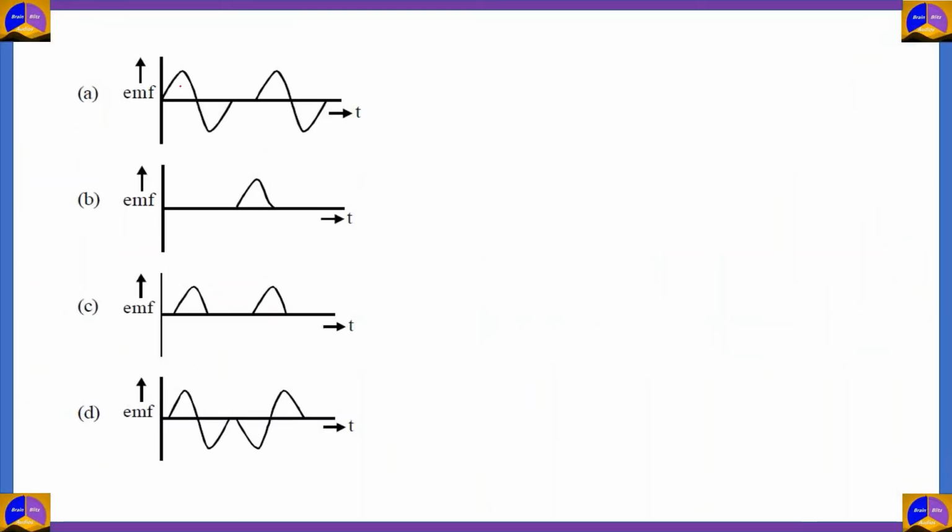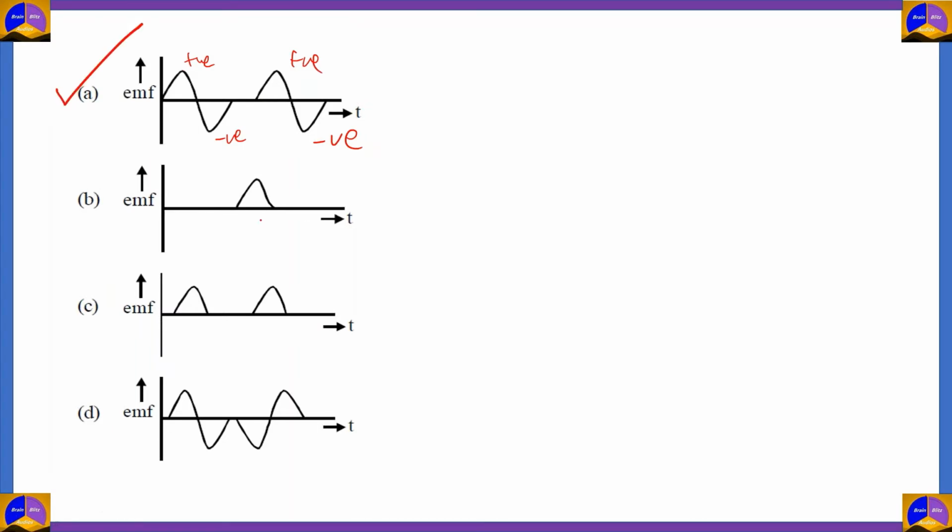If we look at our options, you can see that in the first graph, the first part is positive, the second part is negative, the third part is positive, and the fourth part is negative, just as we found out. So therefore, option A is the right option.